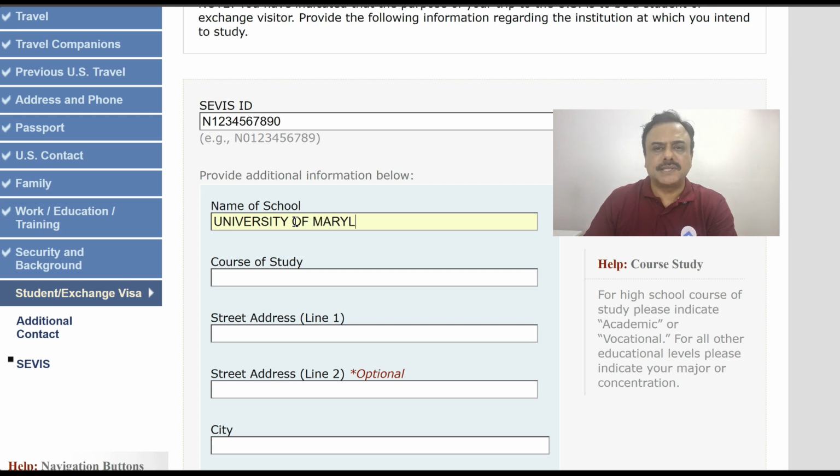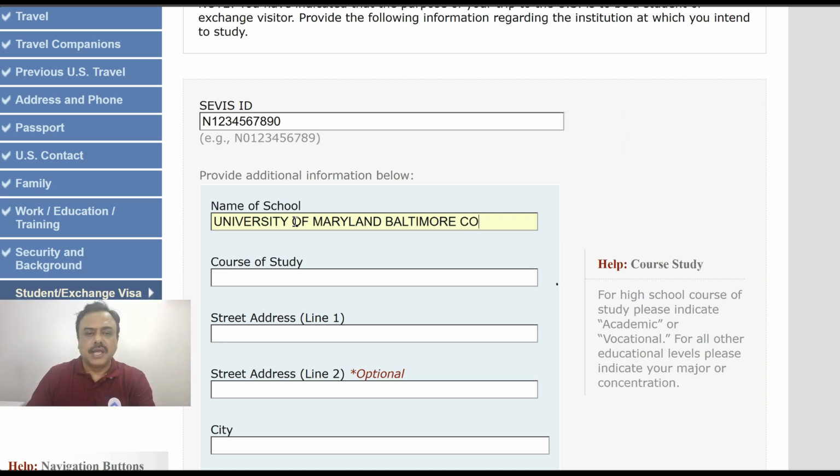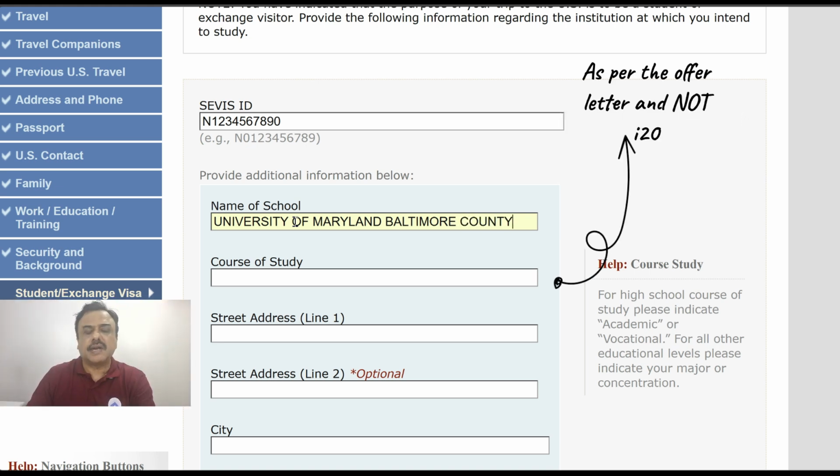However, don't worry too much about it. In case you do put a comma, while you try to save it, the system will show you an error and give you an opportunity to correct that. The course of study is very, very critical.